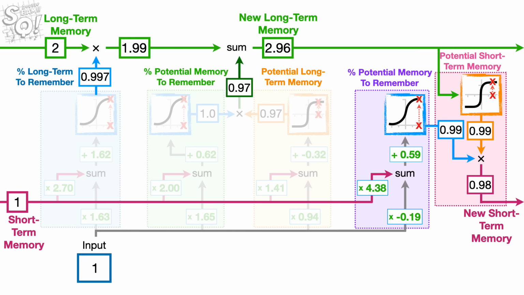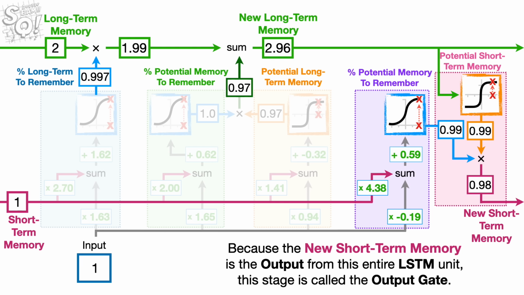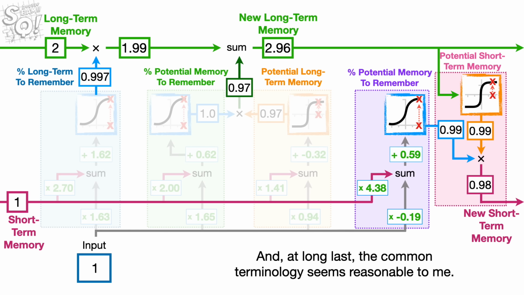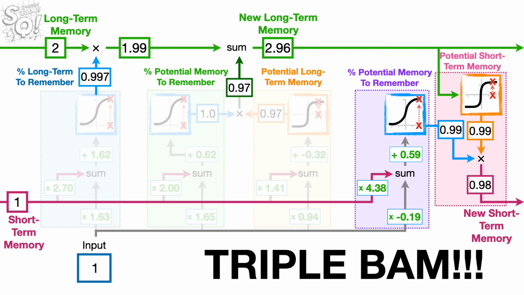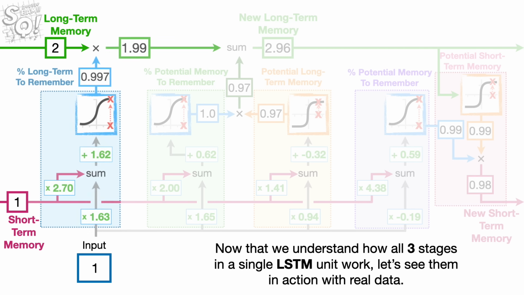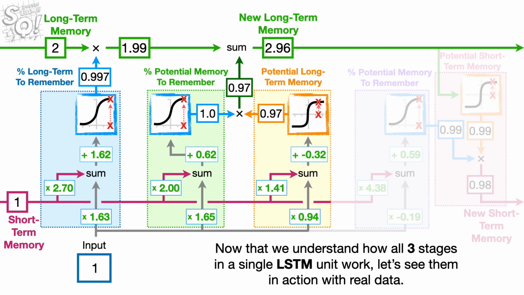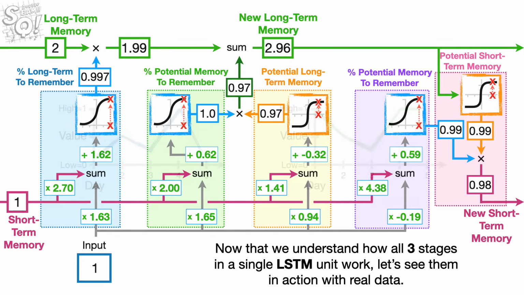Oh no, it's the dreaded terminology alert again. Because the new short-term memory is the output from this entire LSTM unit, this stage is called the output gate. And, at long last, the common terminology seems reasonable to me. Triple bam!